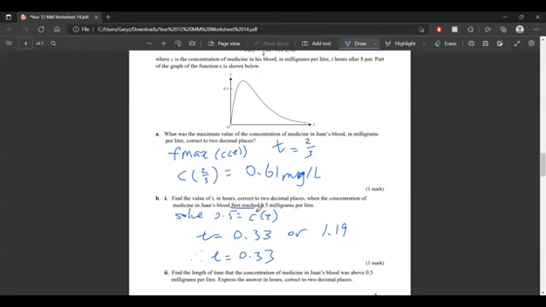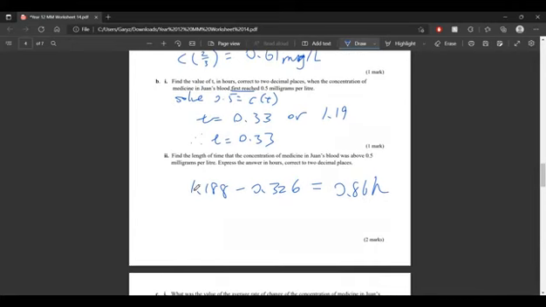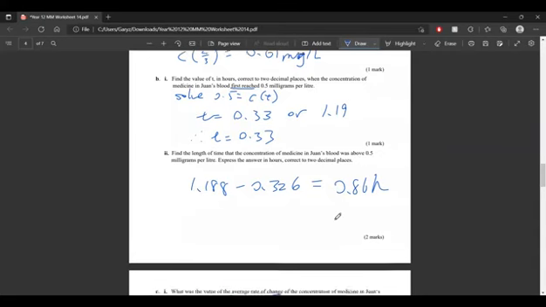We get these two values because it's asking for when it first reached. So we choose the smaller value. So t is 0.33. The next question is just asking for the difference between these two times. So we subtract them, then we get 0.86 h. Honestly not sure why this is worth 2 marks, but that's 2 free marks just by subtracting this.